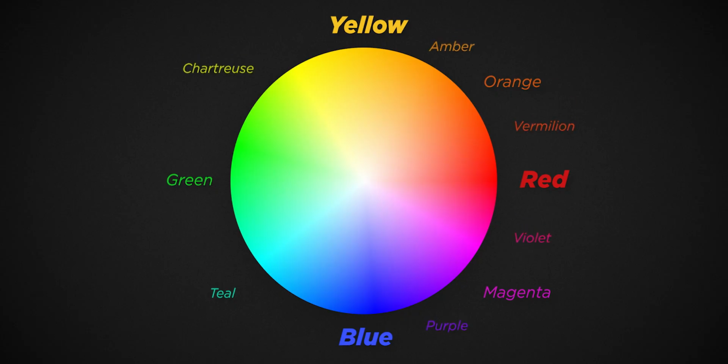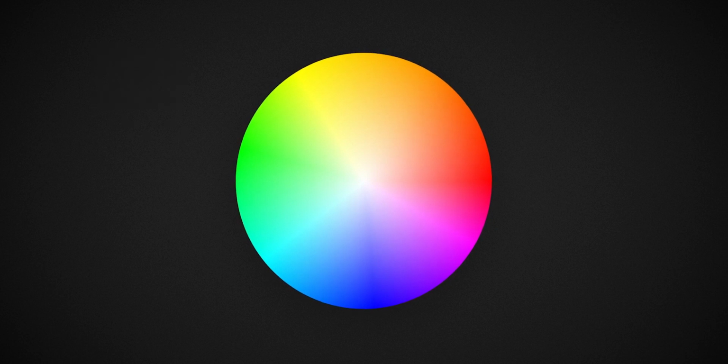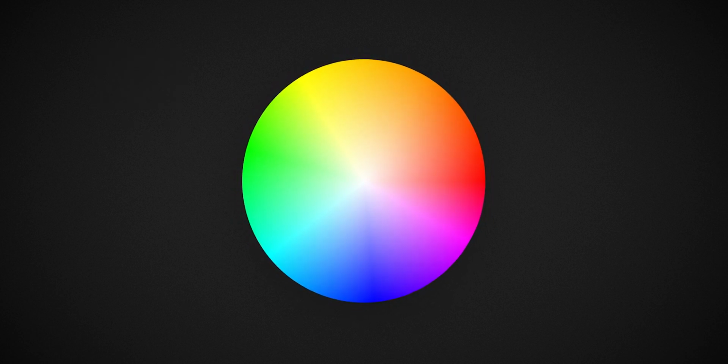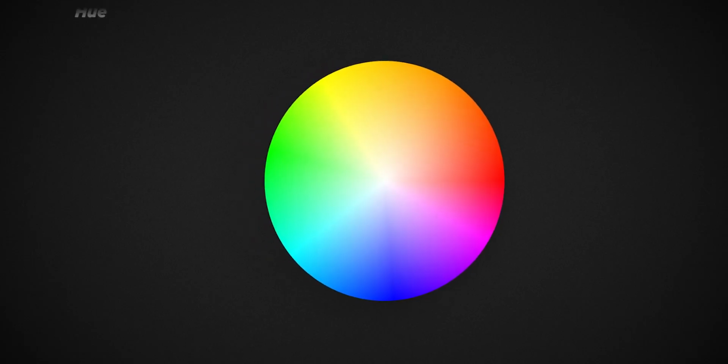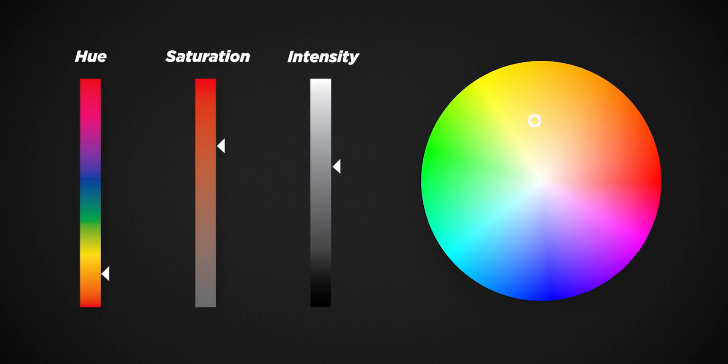Now, all of this is fine and dandy, but it doesn't really mean anything unless we understand where color comes from. So let's answer the question of what is color? Well, in terms of color grading, a color is essentially just a combination of three different values on the color wheel. Those values are hue, saturation, and intensity. As you adjust those values on the color wheel, you'll end up with different colors.